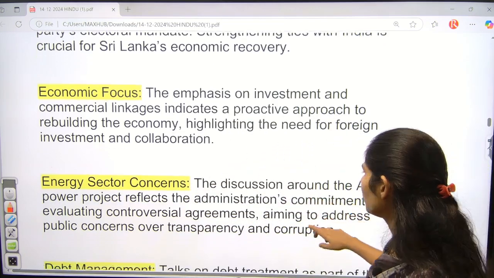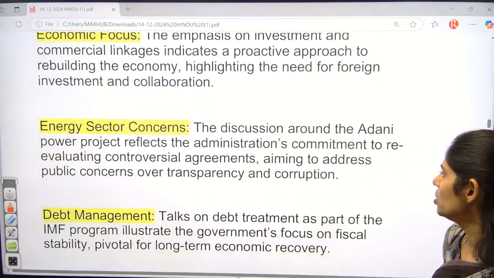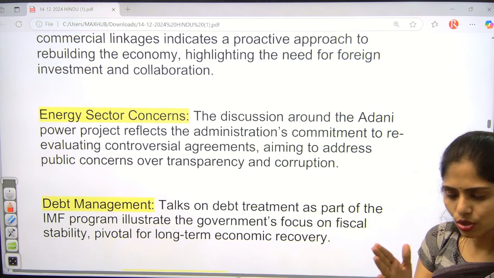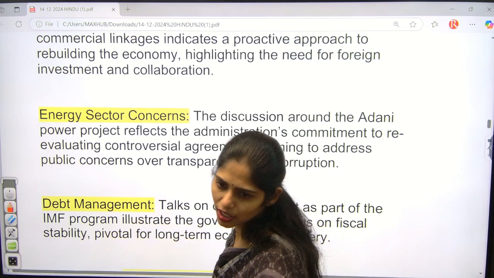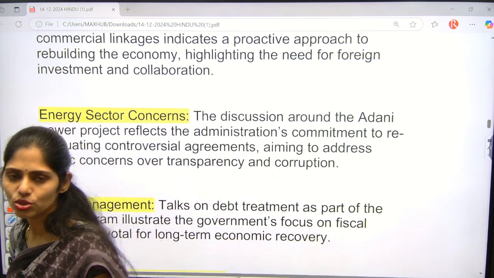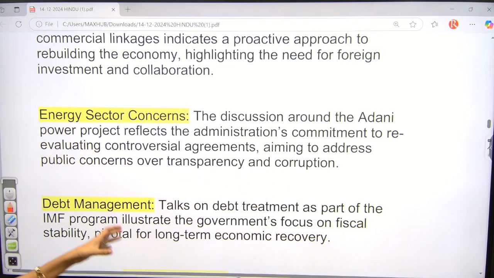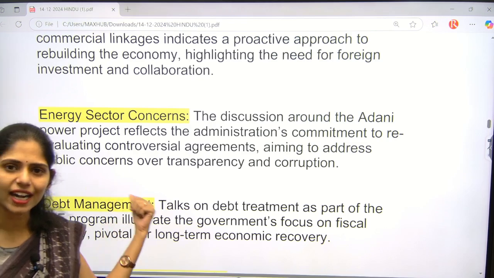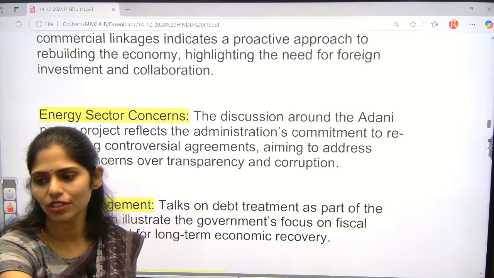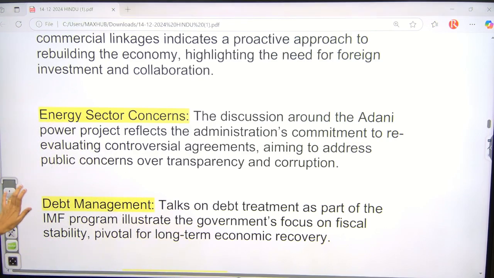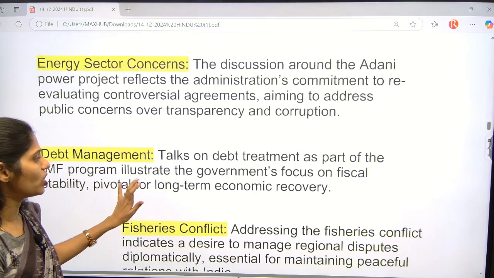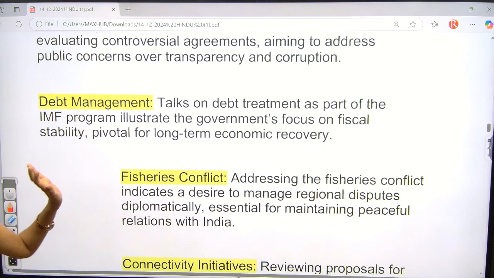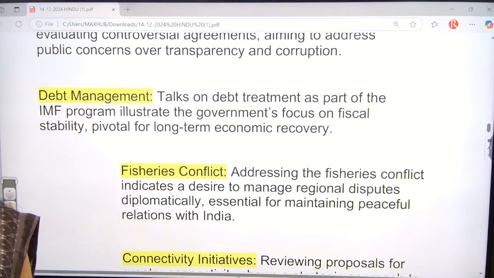The next one is that we are also focusing on the energy sector. You know about some controversy happening with the Adani group of companies. These companies are also investing in Sri Lanka. Again, this will be one issue they are going to talk about. Once the talks are completed, we can understand what decision is taken by India regarding the Adani group of companies that invested in Sri Lanka. And the next one is that there will also be talks on debt management, debt treatment, etc. This will be helpful for the long-term economic recovery of Sri Lanka.